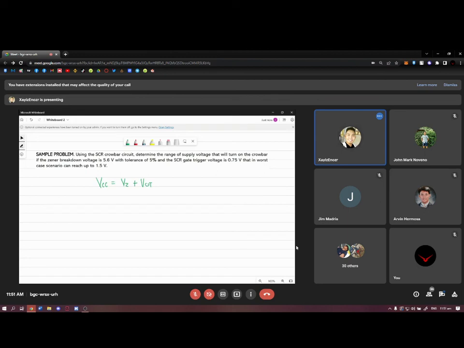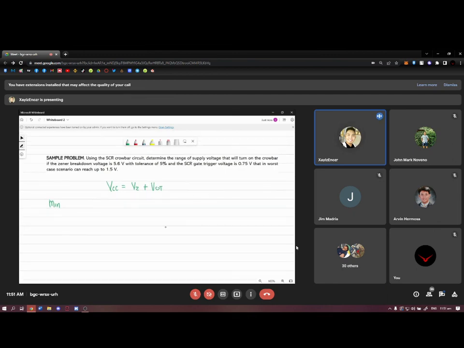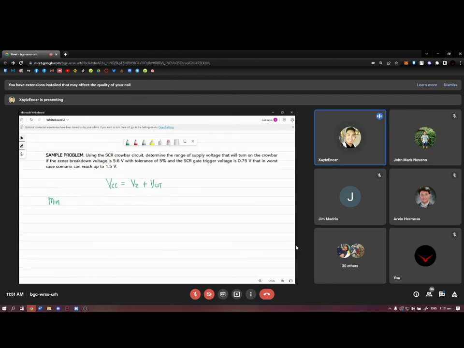Okay, ano yung range? So minimum tayo muna. Ano yung minimum na voltage na magta-turn on ng SCR? That is, kunin mo yung minimum na VZ. So VCC is VZ minimum plus VGT minimum. Okay, so yung minimum value kasi ratio hinahanap natin. So VCC is, ano yung VZ minimum?